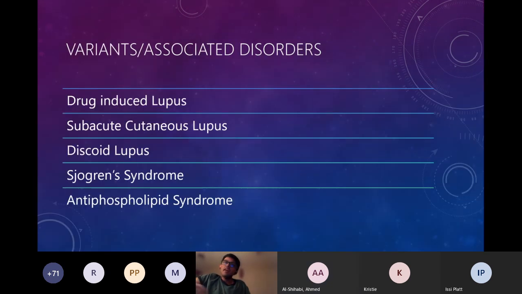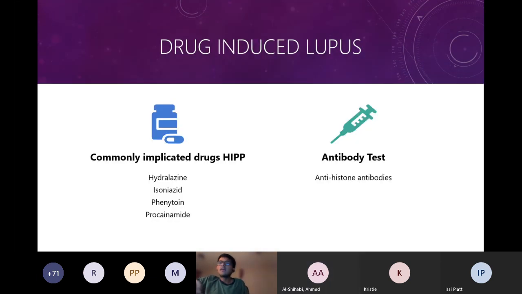Fine. And then lupus has all of these associated disorders that we'll go through in not too much detail. So we talked about antihistone antibodies, which go along with drug-induced lupus. There's also a specific type that you need to know that's a side effect. So drug-induced lupus, there's an acronym HIPP. I don't know what that stands for, but everyone uses it. These are the 4 drugs that commonly cause drug-induced lupus. Test for antihistone antibodies.